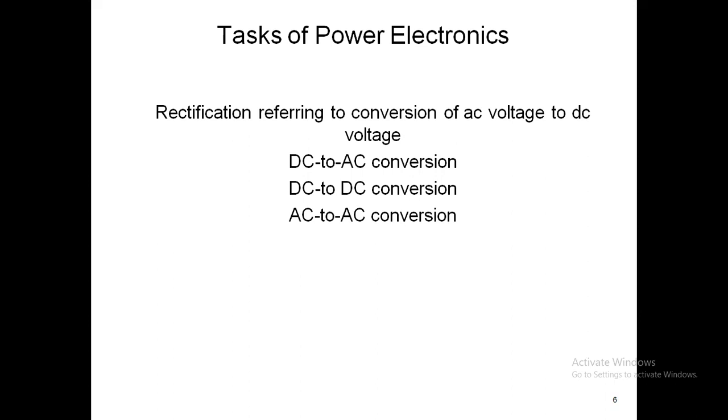Sometimes, to control electrical machines, we need variable frequency drives. If we need variable frequency to control the speed of those machines, then we will be using AC to AC conversion, by which we will be controlling the electrical machines.